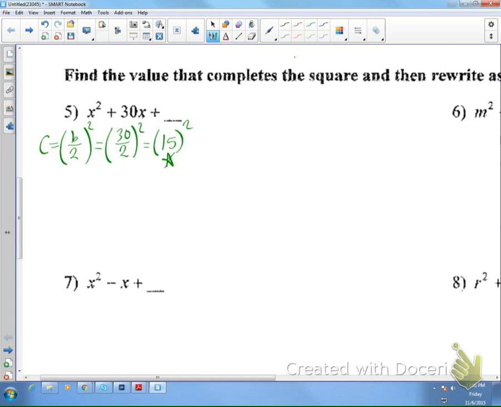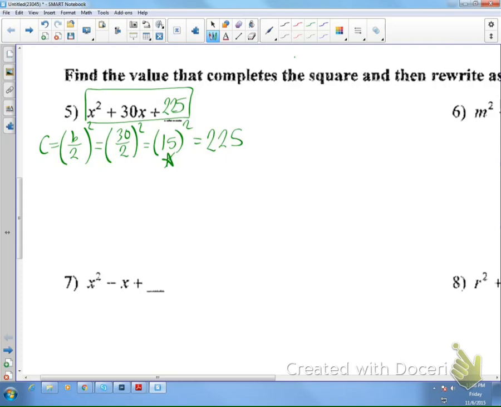Now you can use your calculator. 15 squared, which means 15 times 15. Haley, can you get that for us? 225. Great. Then we come up here and fill in the blank with 225. So we have our C filled in there.